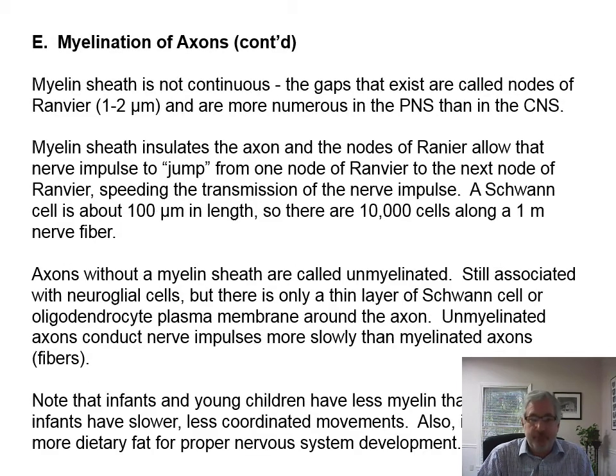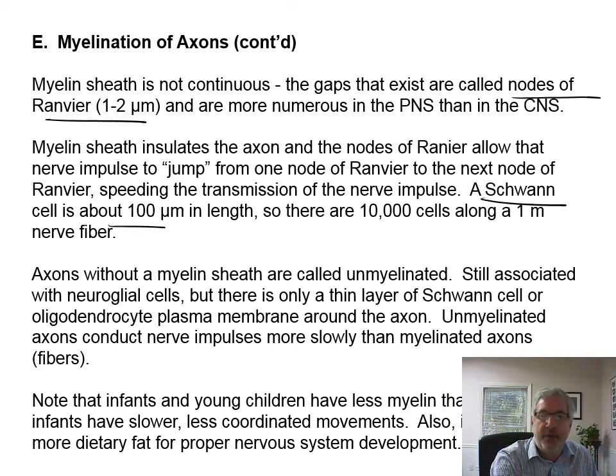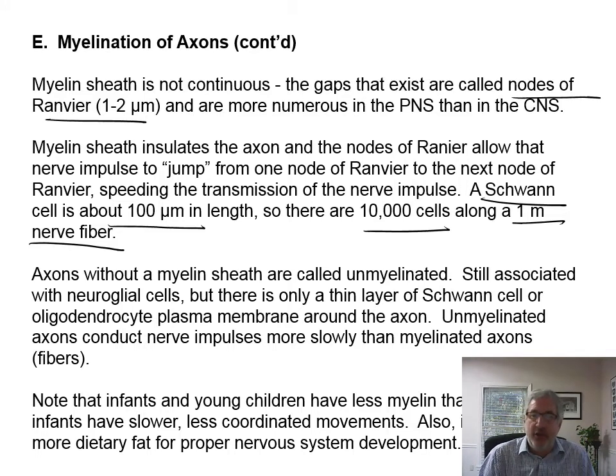Next slide. Okay. The myelin sheath is not continuous. Those gaps I showed you, those nodes of Ranvier, are 1 to 2 microns long. The Schwann cell is about 100 microns long. Microns is the other word for micrometers. So if you have a 1 meter long nerve fiber, a nerve fiber is the axon, then you will have 10,000 Schwann cells along 1 meter, which is about 3 feet long.